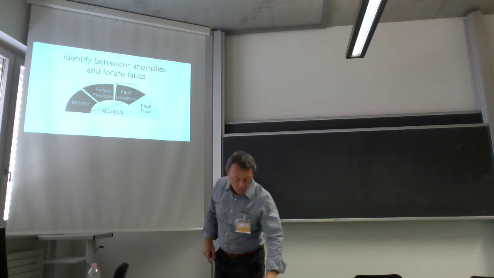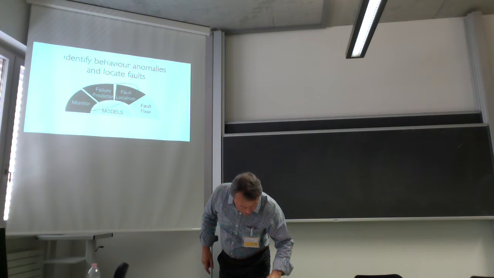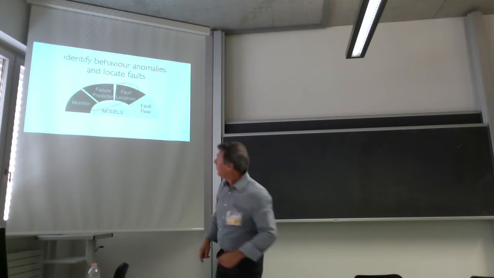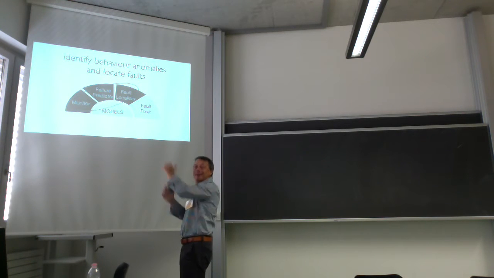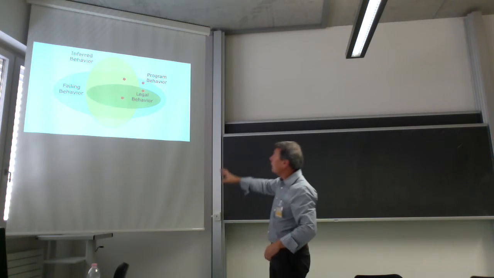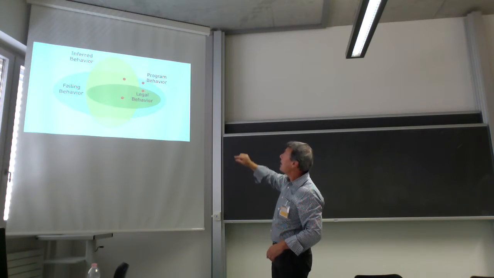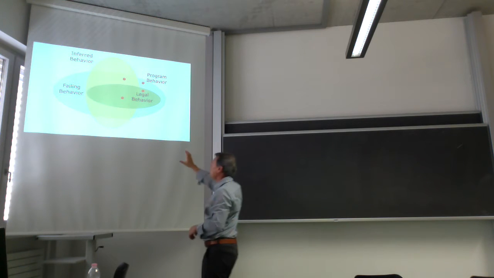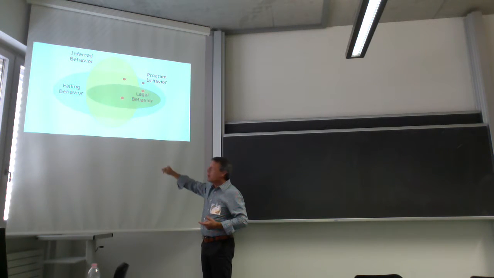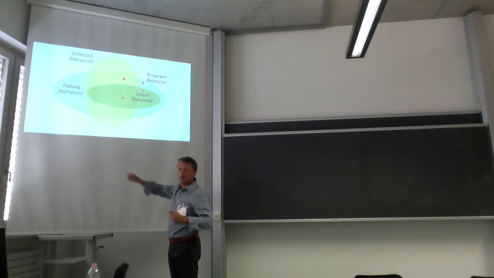We started from models and monitors, and now we move on to the other part. The key issue is, you remember we have the actual behavior, the inferred behavior, and the legal behavior. The legal behavior is what you expect the system to do. You have the inferred behavior, which can be an over or under approximation of the system behavior, and a failing behavior, which is what you expect the system should not do.